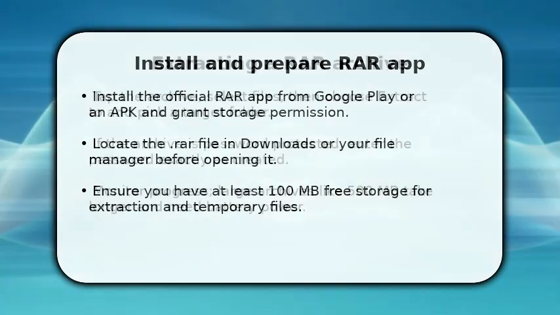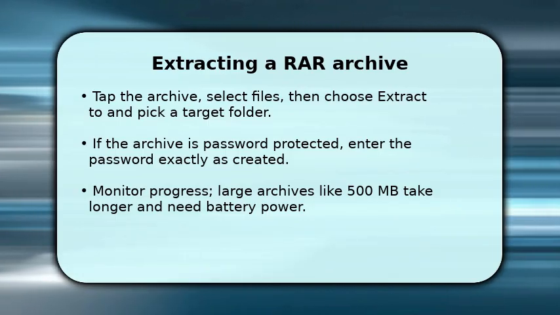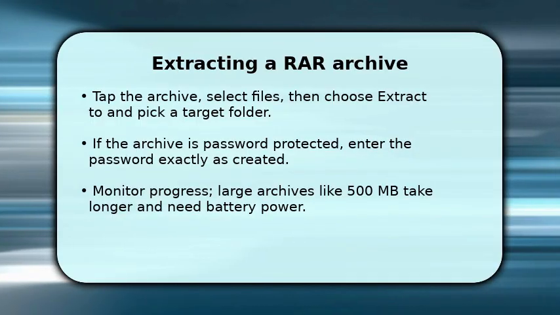Open the RAR app and tap the archive to see its file list. Long press individual files to select specific items or tap the checkbox to select all. Press Extract to choose a target folder such as internal storage/my files or a custom path, then confirm.